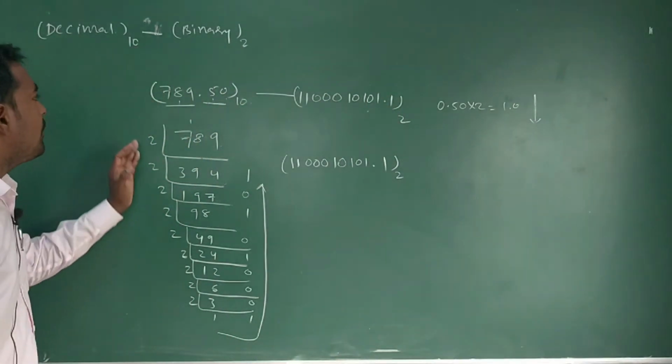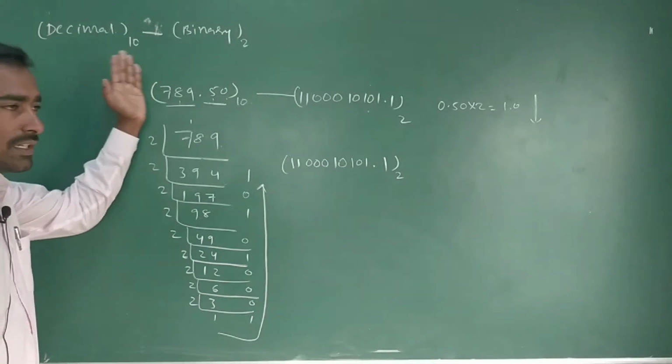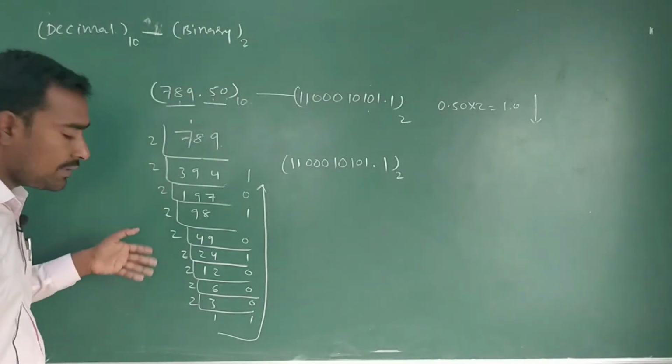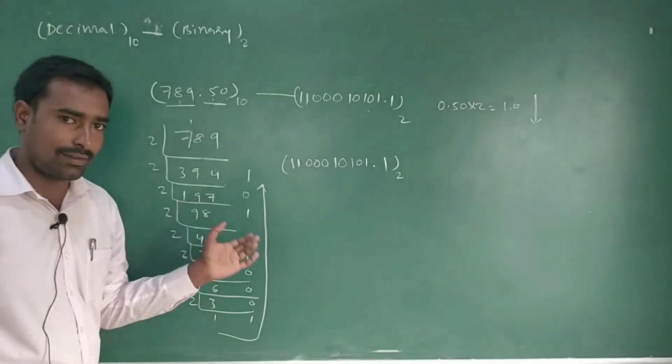Okay, so when we are converting a decimal number into binary, we have to divide by 2. Okay, right.